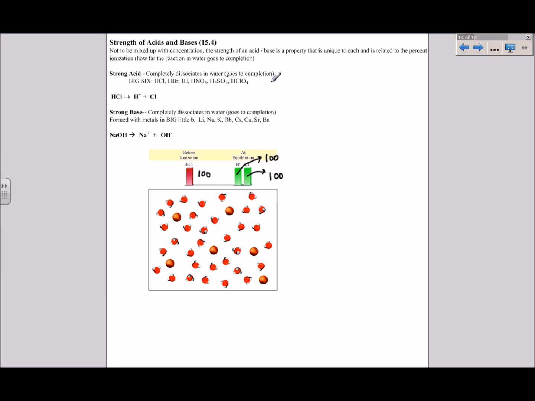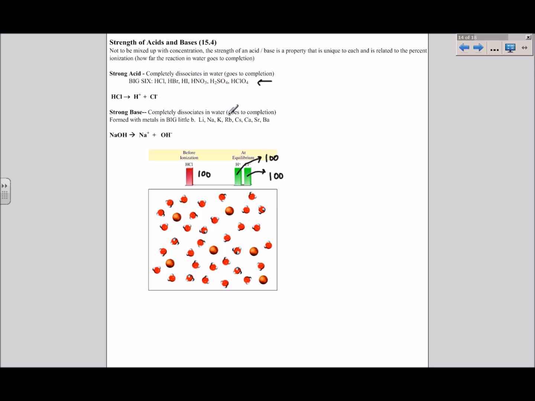Now, there are only actually 6 acids that are considered to be strong. We refer to them as the big 6, and it's really important as you proceed in your studies of chemistry that you know and can recognize which acids are considered strong acids. The strength of the acid is related to the strength of the bond. So these bonds are more easily broken than in other cases. Hence, they're able to dissociate quite easily in solution. So we've got HCl, HBr, and HI. And we've got nitric acid, which is HNO3, sulfuric acid, and chloric acid.